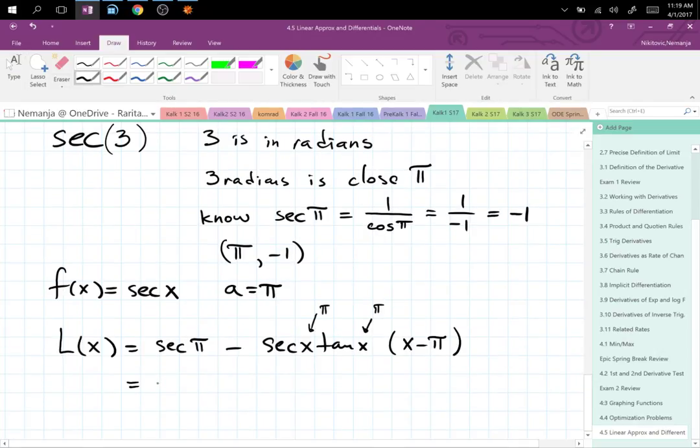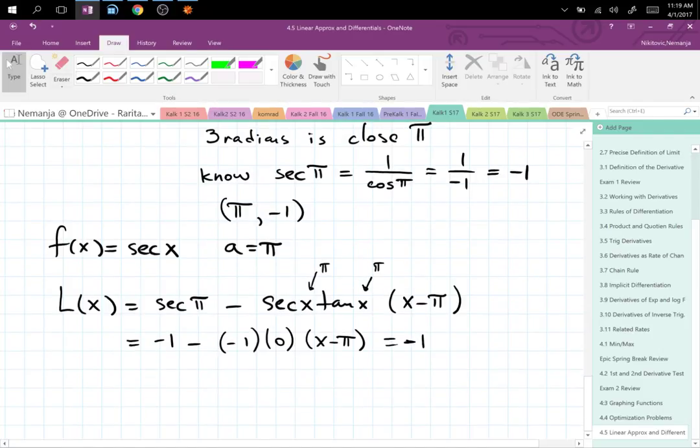So secant of pi, we know it's -1, and tangent of pi is 0, right? Times x minus pi. So the whole thing is -1. This is linearized by this. Wow. I don't like this, but such is life.